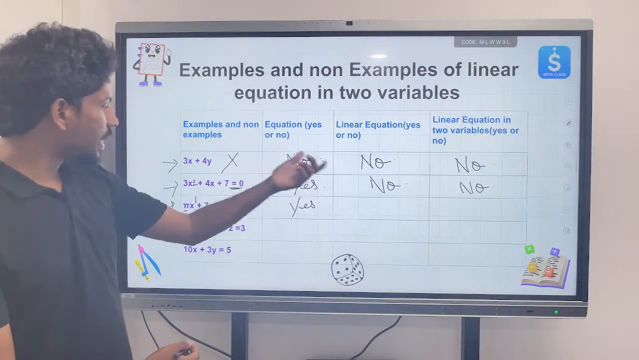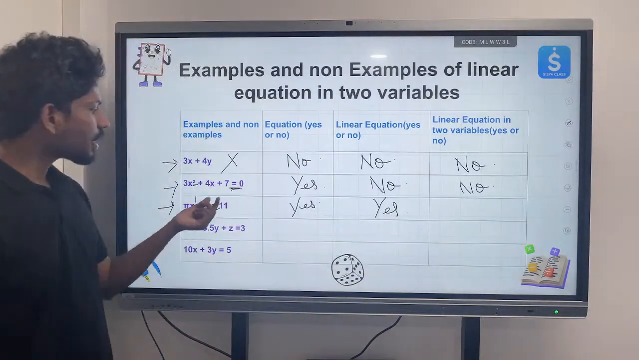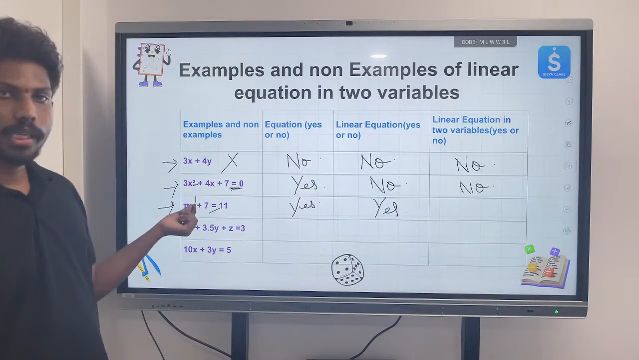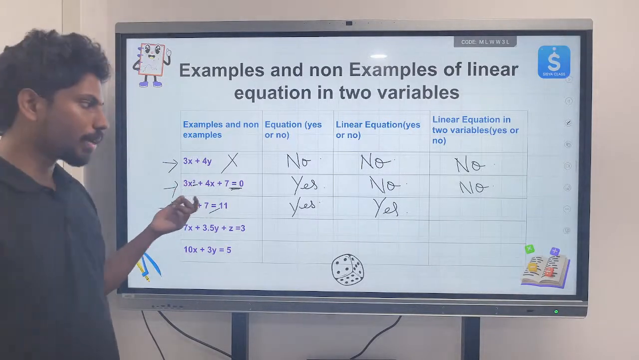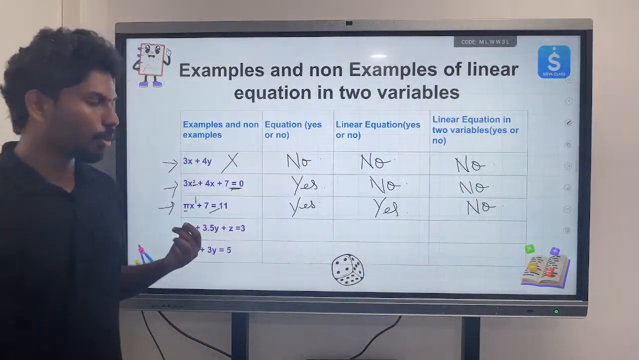So is it an equation? Yes. Is it a linear equation? Yes, it is a linear equation. But is it a linear equation in two variable? Now, how many variables are there here? There is only one variable. So I cannot call this a linear equation in two variable. So I can say it is not a linear equation in two variable.